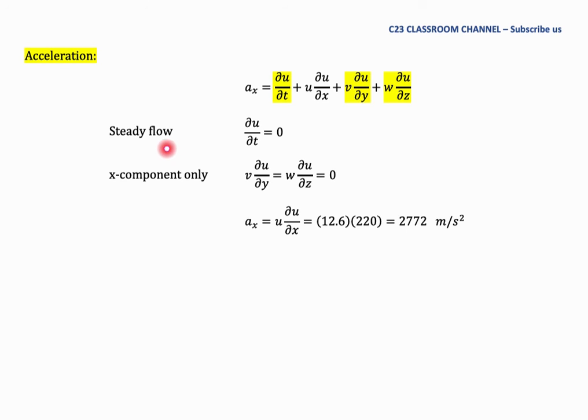Because it is a steady flow, we assume that du dt is equal to 0, and we only have the x component, so v and w are equal to 0, so we could cancel these two values. So finally we could calculate the acceleration for the x direction as u del u del x. We have u as 12.6 meters per second, from the question, and then du dx was calculated previously, it is 220, so we have it as 2772 meters per second squared.